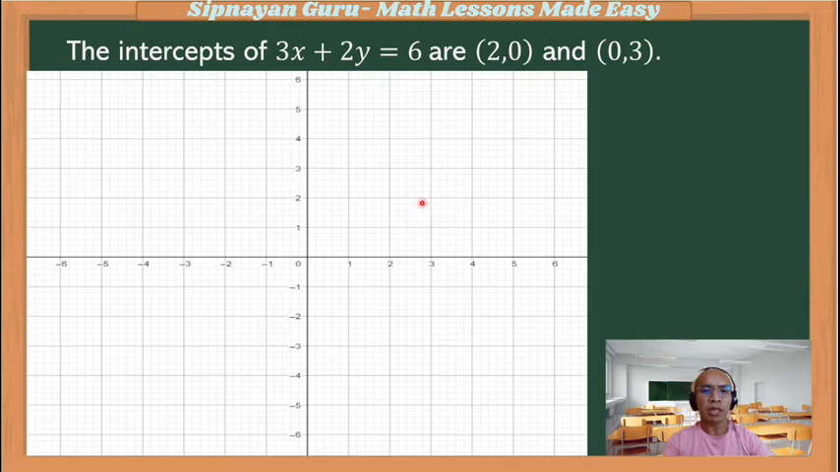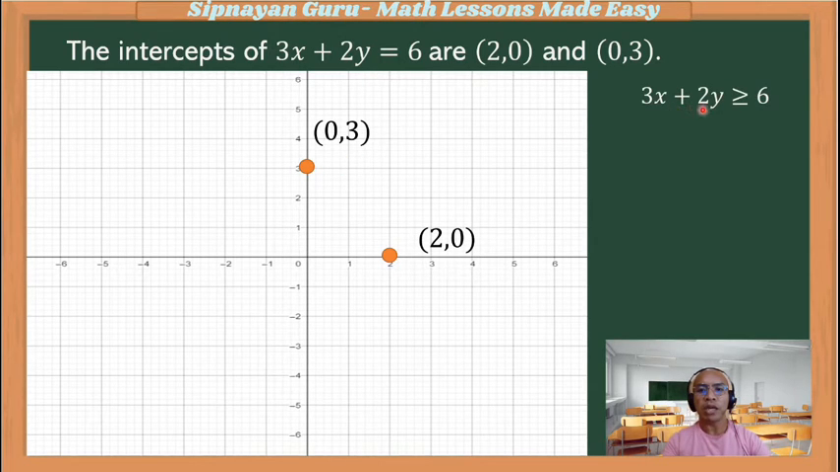If we have this Cartesian plane, plot (2, 0) and (0, 3). The given inequality is 3x plus 2y greater than or equal to. That would mean that our line is a solid line. So again, the solid line divides the plane into two half planes.